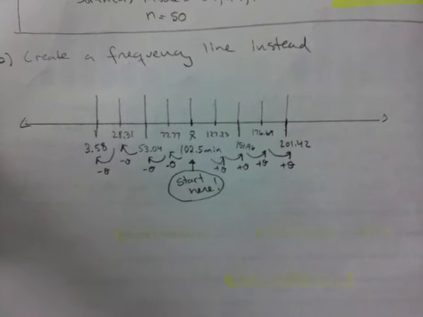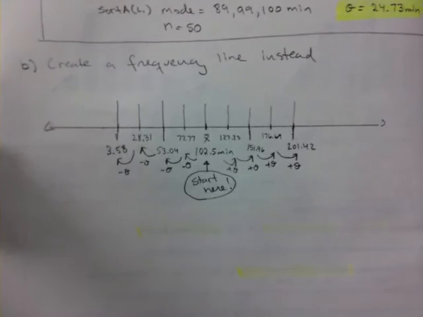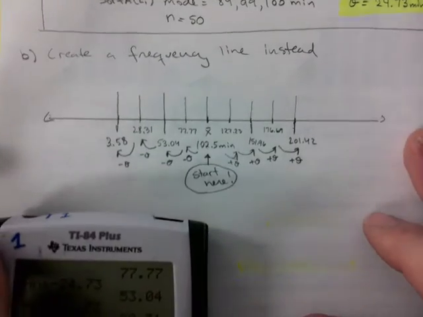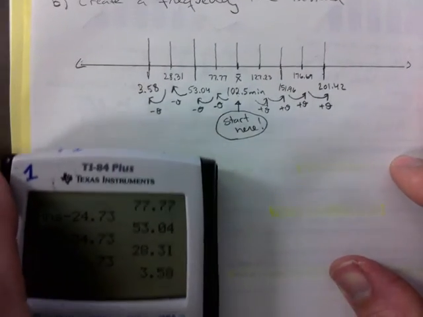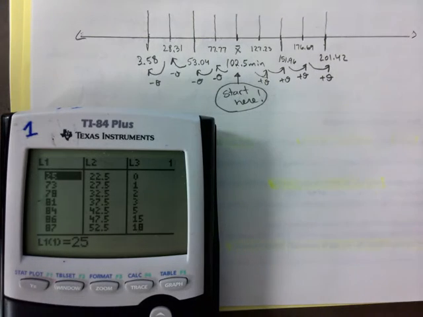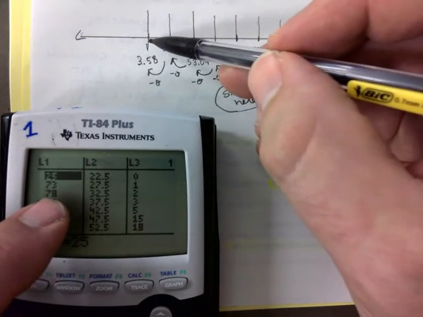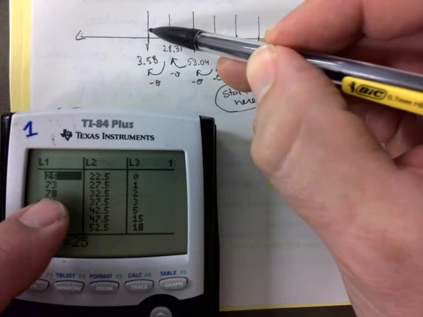Now, this is the more time-consuming part. Grab your calculator, and let's see if I can fit everything on there. You go to your L1 or wherever you put this in. My L1 is already sorted. Got it? And my first value is 25. Which bin does that go into? It goes in between here, so I put a mark down.